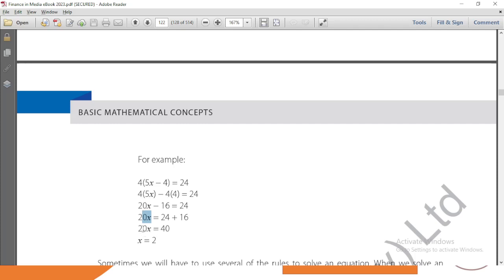Now we've got only the coefficient multiplying the variable, and we only want to identify the value of the variable. Since it's multiplying, we're going to use division. So we say 20x divided by 20, and we divide by the same value, 20, on the other side as well. On this side, 20 will cancel 20, so 20x divided by 20 gives us 1x. And on the other side, we have 40 divided by 20, which gives us 2.